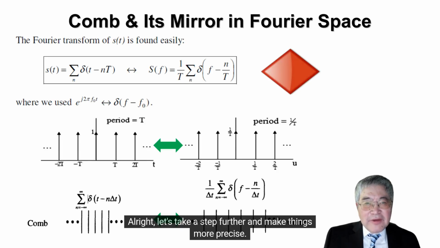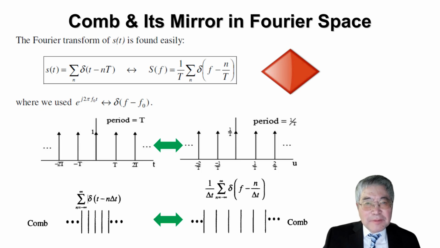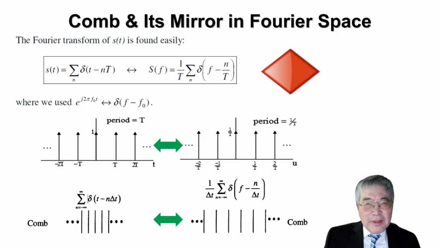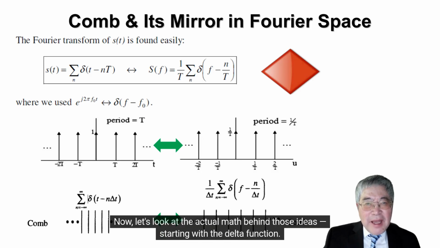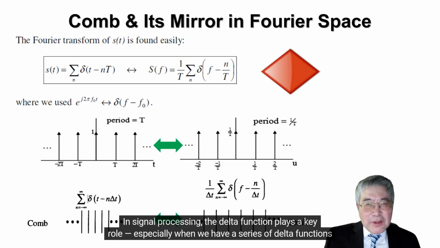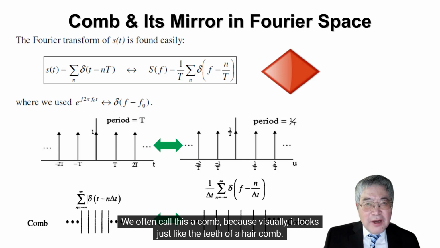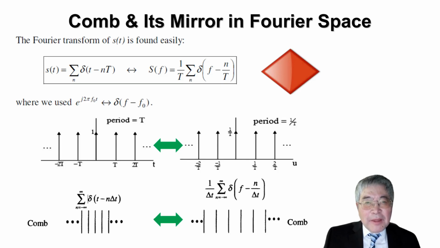Alright, let's take a step further and make things more precise. Earlier, I showed you some cartoon-like pictures to build intuition. Now let's look at the actual math behind those ideas, starting with the delta function. In signal processing, the delta function plays a key role, especially when we have a series of delta functions lined up at regular intervals. We often call this a comb because visually it looks just like the teeth of a hair comb.